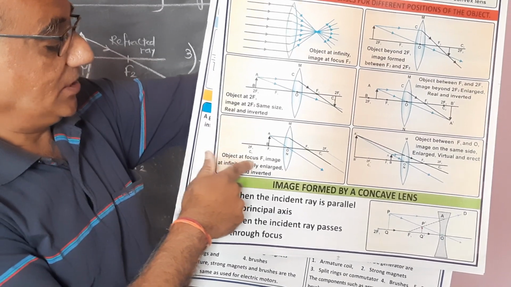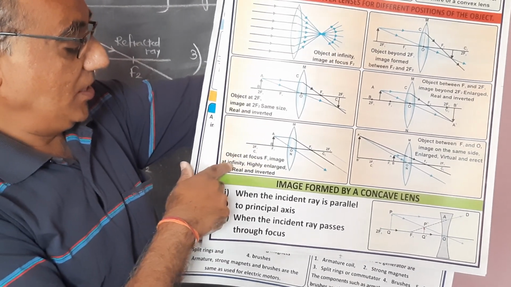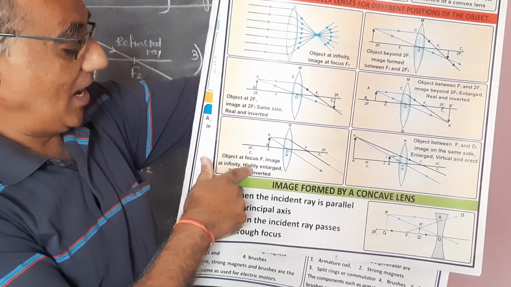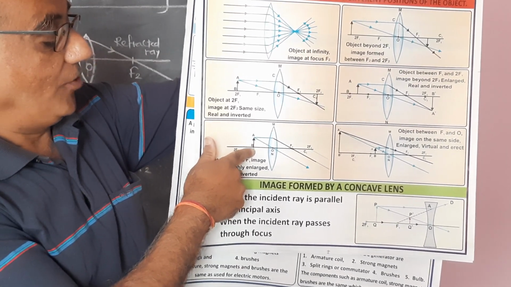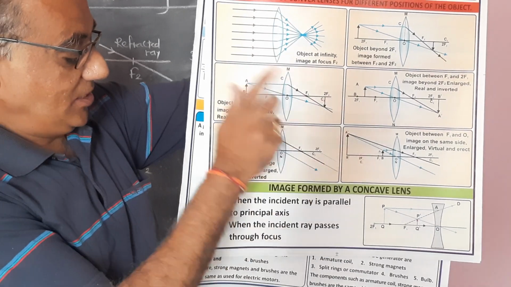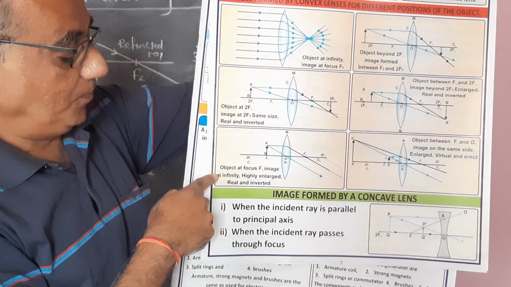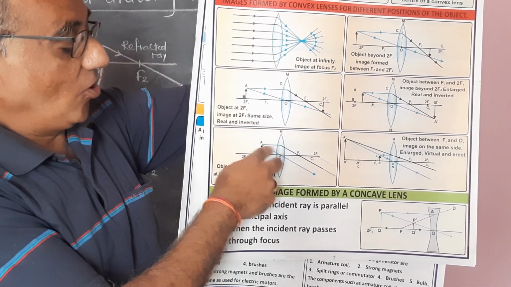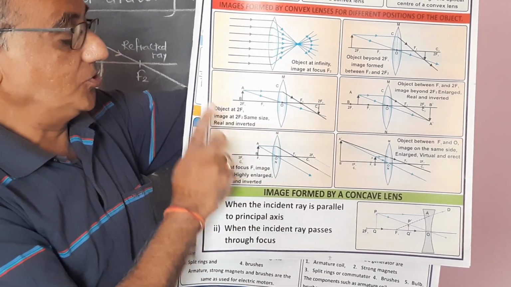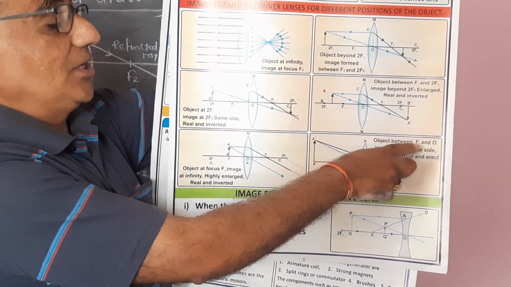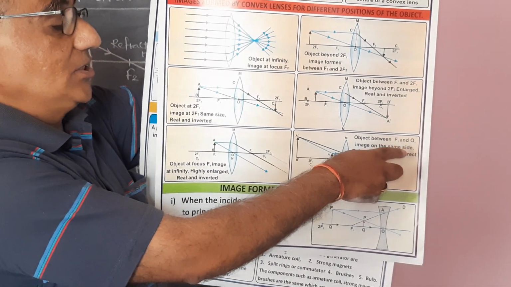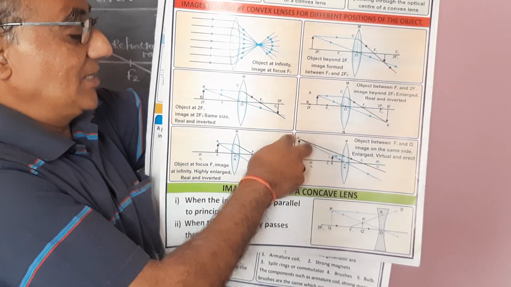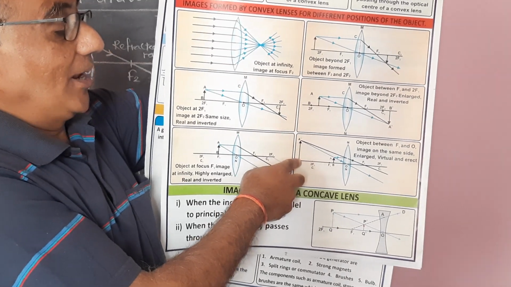Fifth one is the object at focus F1, the image is at infinity, which is highly enlarged, real and inverted. When the object is placed at F1, we find that the image is formed at infinity, which is highly enlarged. From this diagram we can easily observe this. Now when the object is placed between F1 and O, that is the optical center and F1, the image is formed on the same side, which is enlarged, virtual and erect.